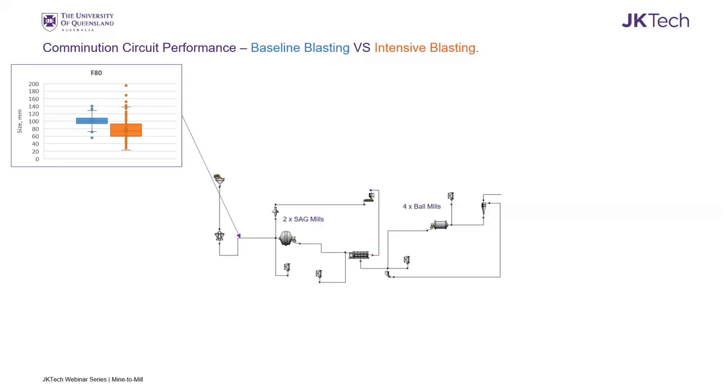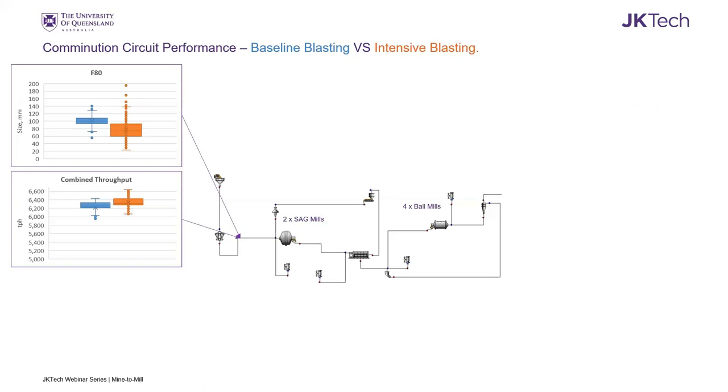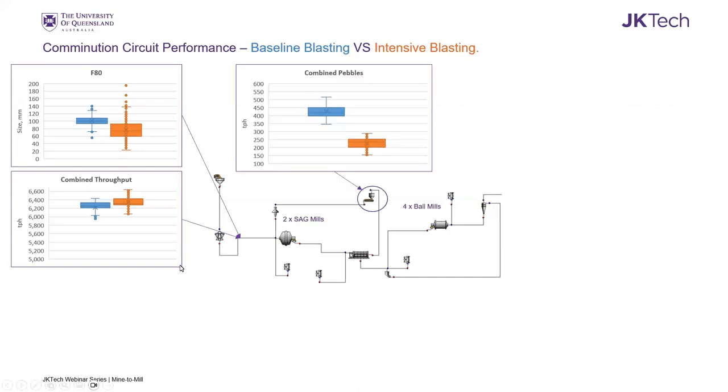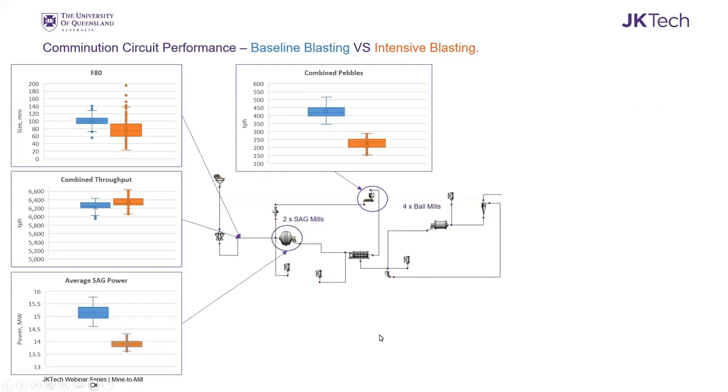As we can see here, the image analysis systems captured the finer feed of the second trial, the intensive blasting. And this was also captured by other analysis before the comminution plant. So the image analysis system feeding the plant really captured that difference in coarseness. As a result, obviously the combined throughput was slightly higher for the second ore campaign, as you can see here. And that was also reflected in a lower generation of recycling pebbles. And because the material was very soft and fine, obviously the mill power was not very high.